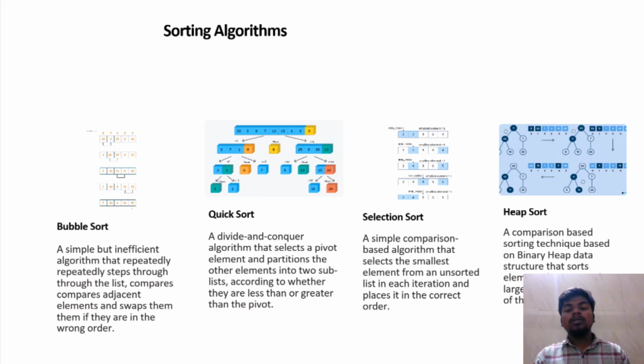Selection sort is a simple comparison based algorithm that selects the smallest element from the unsorted list. In each iteration, it places the elements in the correct order. Heap sort is a comparison based sorting algorithm on the binary heap, the data structure that sorts the elements in the larger order.